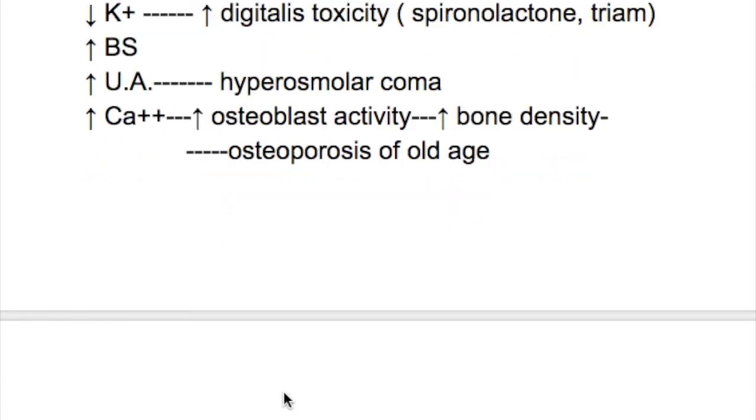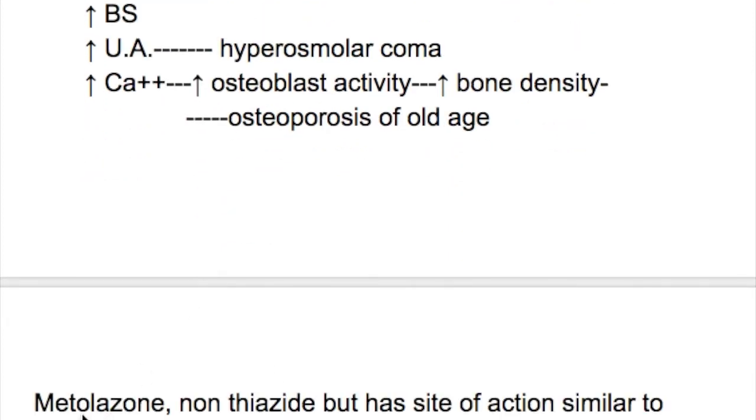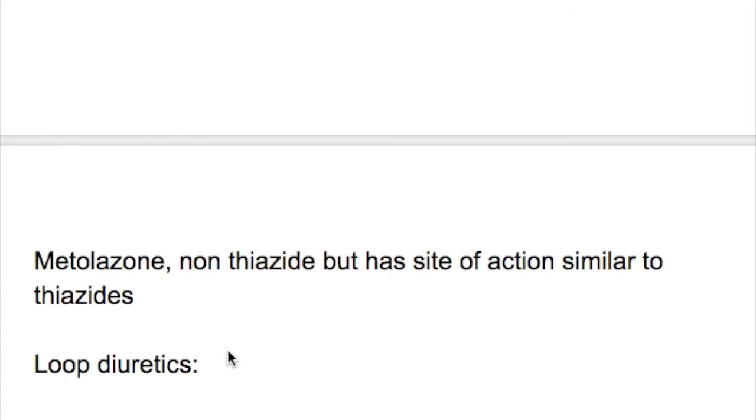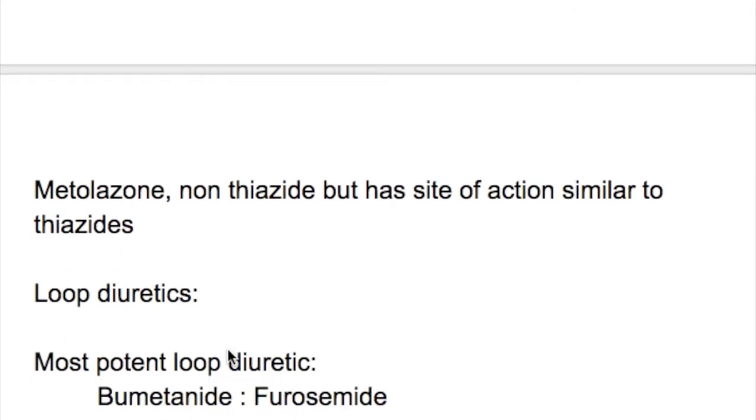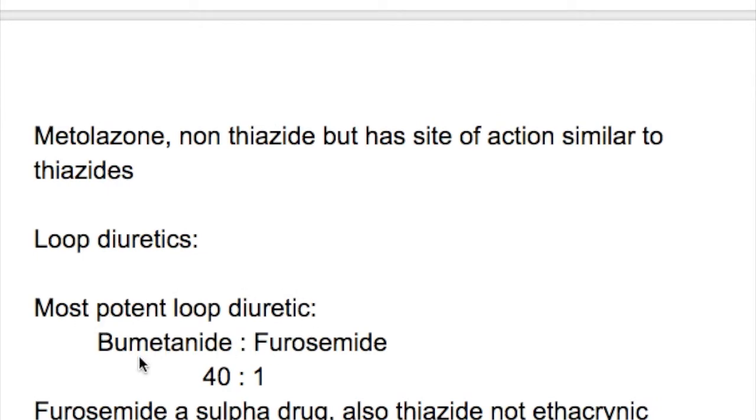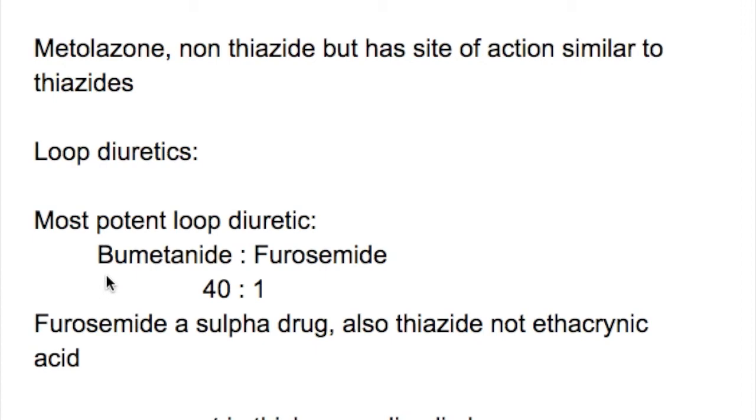Which other diuretic has the similar site of action as thiazides? Metolazone, which is a non-thiazide, has the site of action similar to thiazides. The loop diuretics. The most potent loop diuretics are bumetanide and furosemide. How potent is bumetanide from furosemide? Bumetanide is 40 times more potent than furosemide.